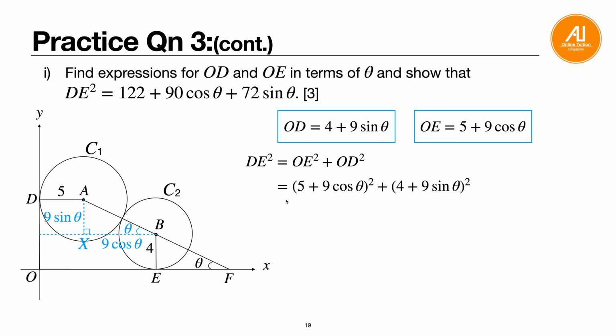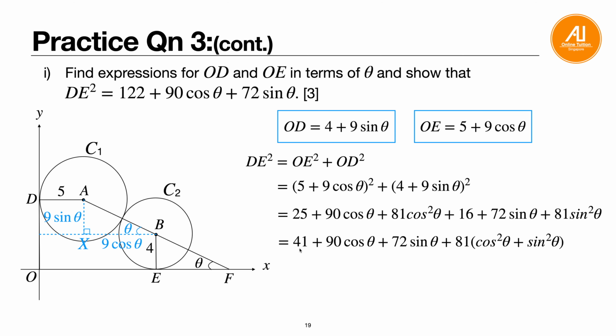Then you just expand out using your rainbow formula. You get this guy. Okay, so 16 and 25 you can add up. You get 41. The rest you can just copy. 90 cosine theta, just copy. 72 sine theta, you can just copy. 81 cosine square theta and 81 sine square theta, right? You can combine them. Because why? Cosine square theta plus sine square theta is your famous formula. It becomes equal to what?